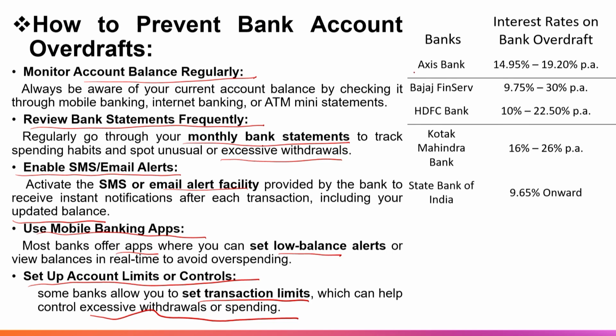For example, here you can see Axis Bank is charging 14.95% to 19.20% per annum on the different types of consumers who are taking the overdraft facility from them. Bajaj Finserv is charging 9.75 to 30% per annum interest rate. HDFC is charging 10 to 22.50% per annum, whereas Kotak Mahindra is charging 16 to 26% per annum, and State Bank of India is charging 9.65% onward on the different varieties of consumers who approach their branches for the purpose of taking overdraft facilities.